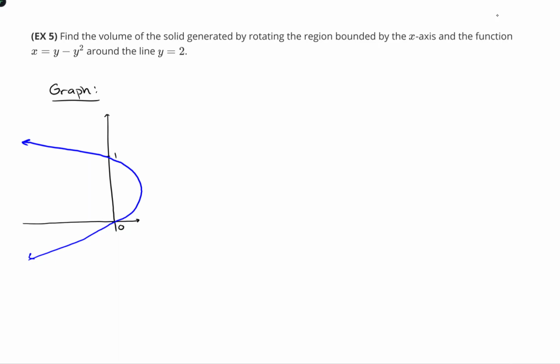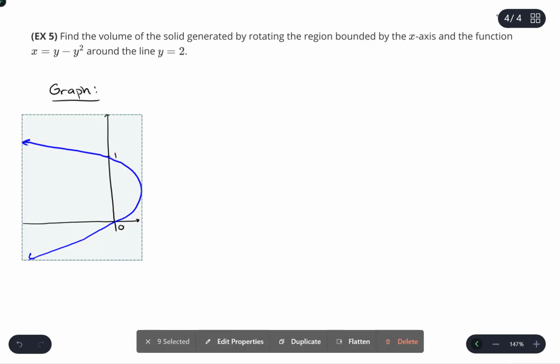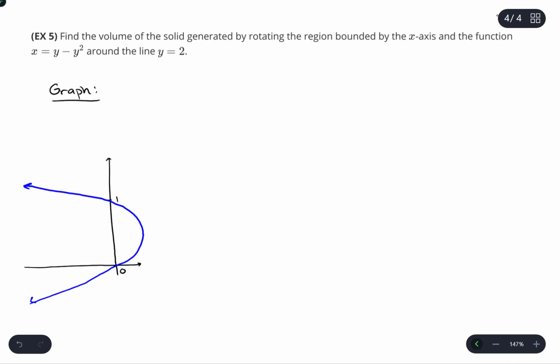Then we are rotating around the line y equals 2. Well, I didn't really give myself enough space for that. Let me use some magic here and make some space. There we go. All right, so this needs to go up to 2, and I'll just make that the 2. That's fine. All right, so y equals 2 is my axis of rotation.